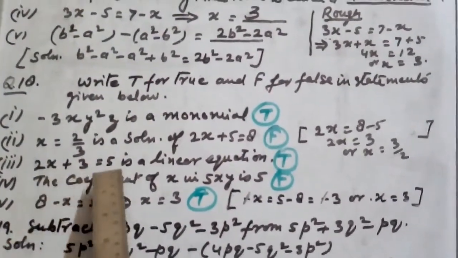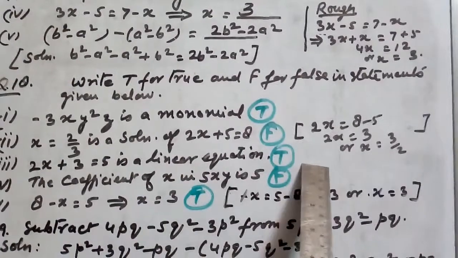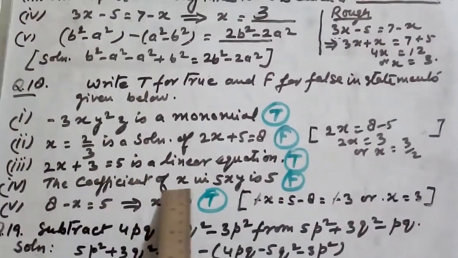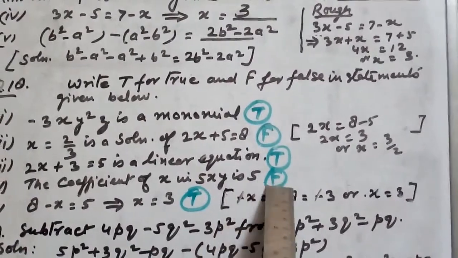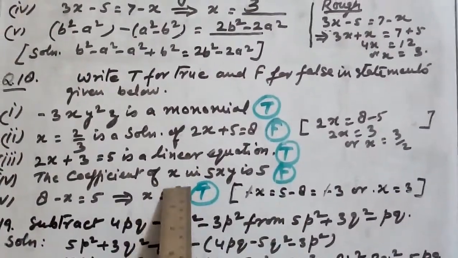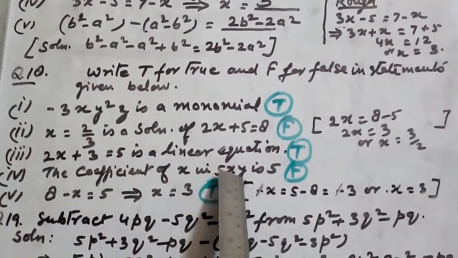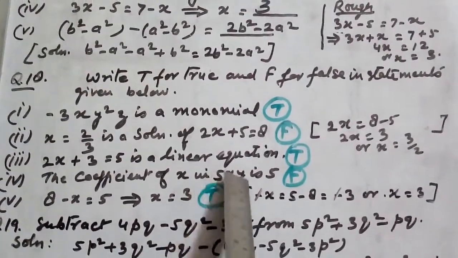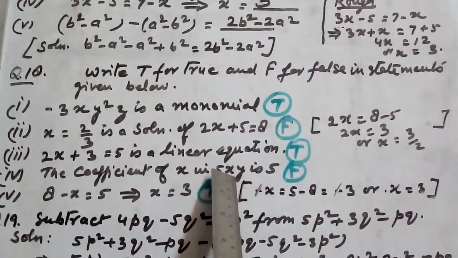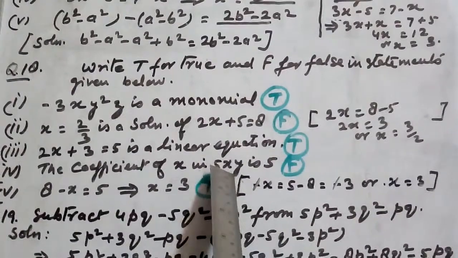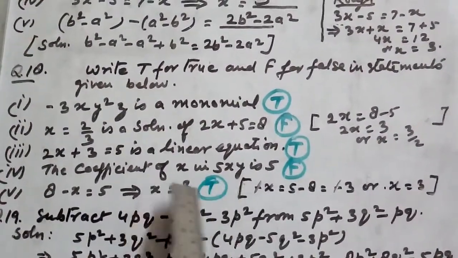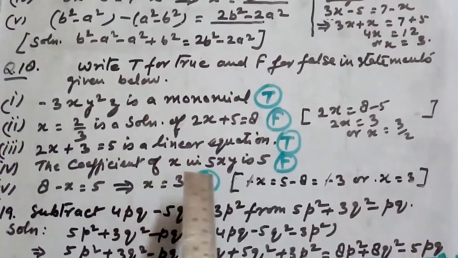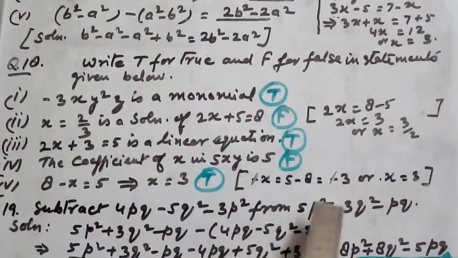2x plus 3 is equal to 5 is a linear equation. It is a true statement. The coefficient of x in 5xy is 5. This is a false statement because the coefficient of x is 5y, which is included with x in this expression. So keeping x aside, we are left with 5y. So 5y is the coefficient, not 5. So it is a false statement.